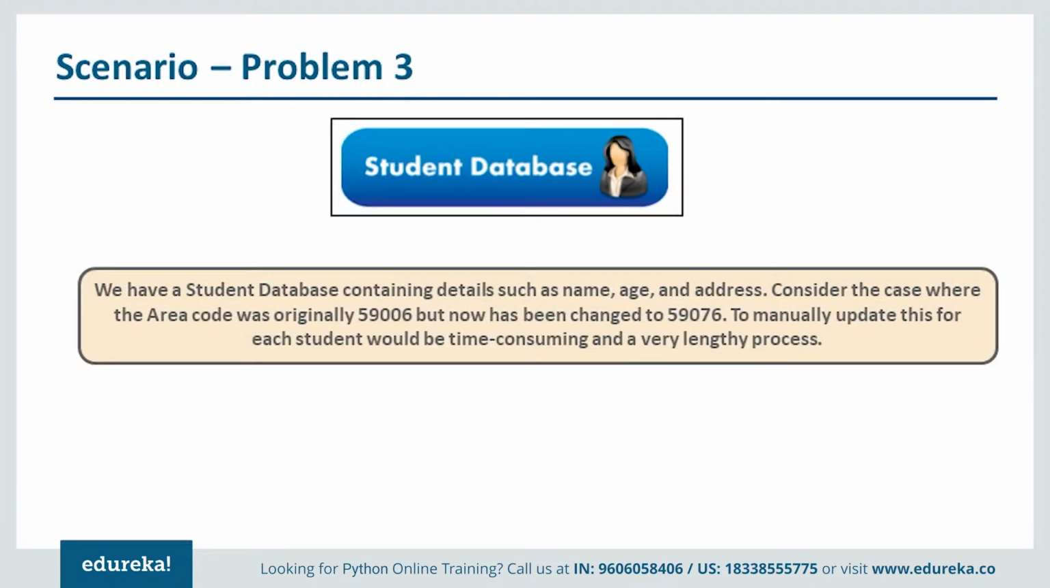Third one: if I have a student database and I want to change some attribute without doing any hard coding, how can I search for that value and then replace it? That's what we want to understand here. These are the problems we want to resolve.